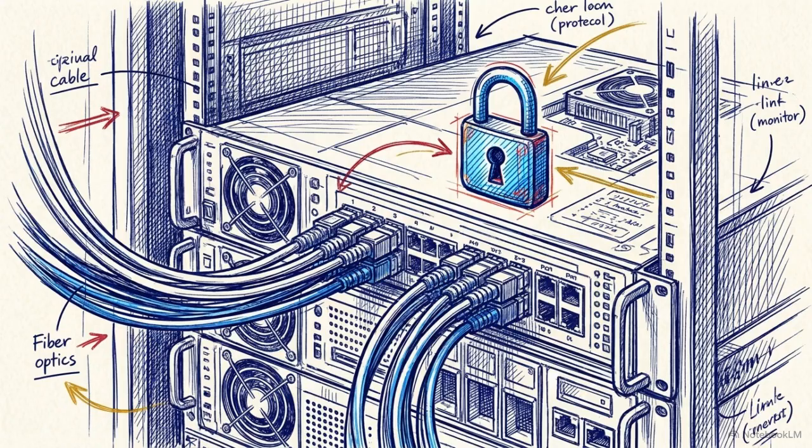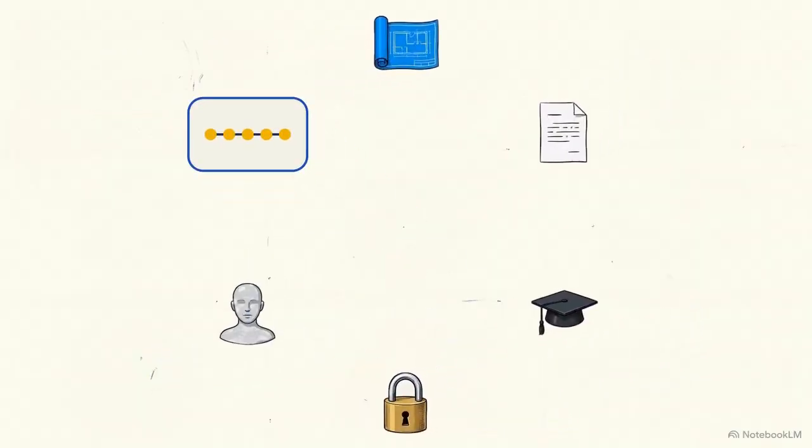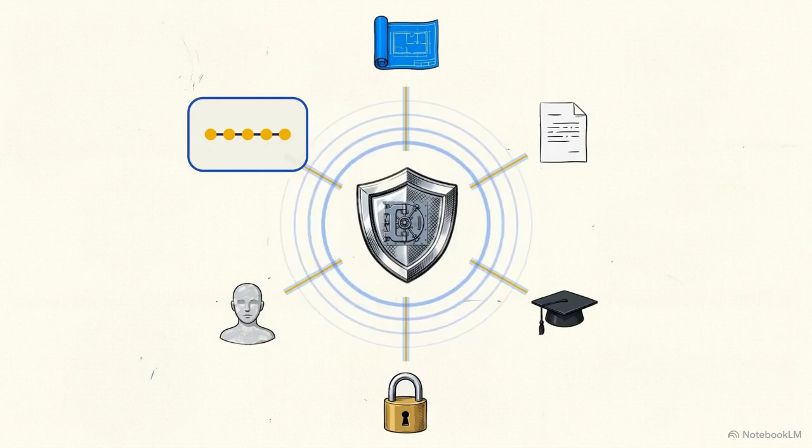Writing code and installing firewalls is only a small fraction of information security. Reliable data protection requires the structured orchestration of all 6 management pillars.